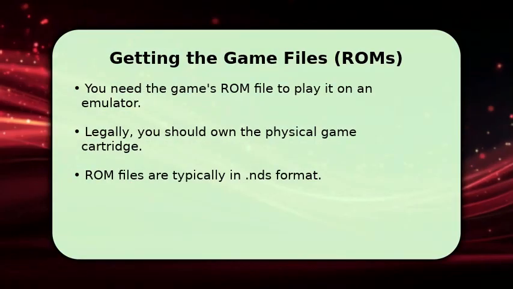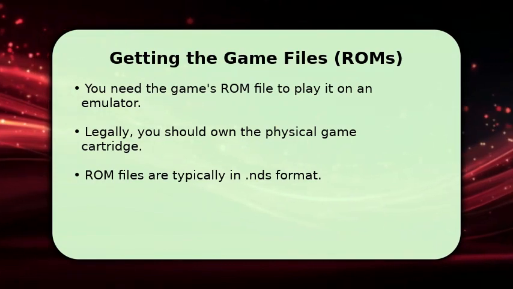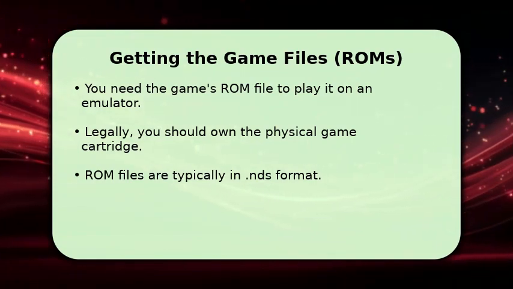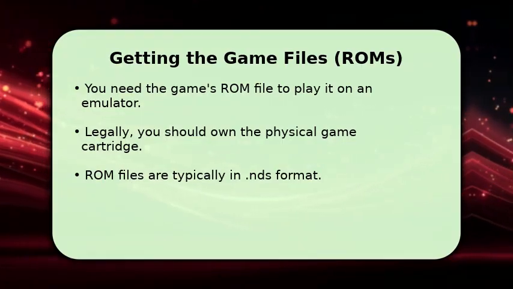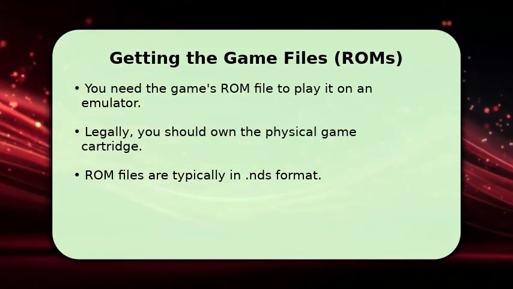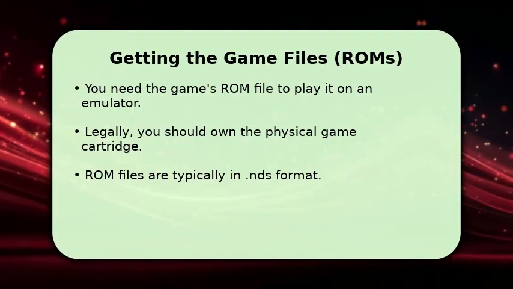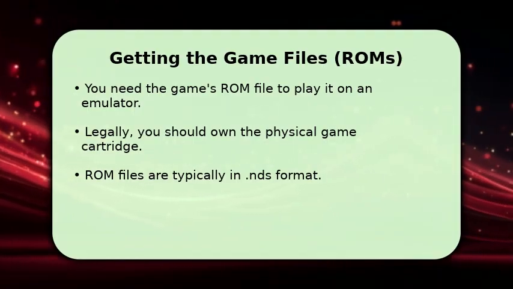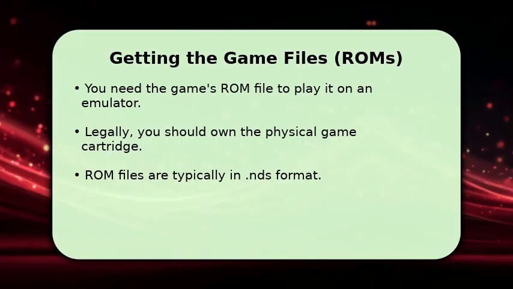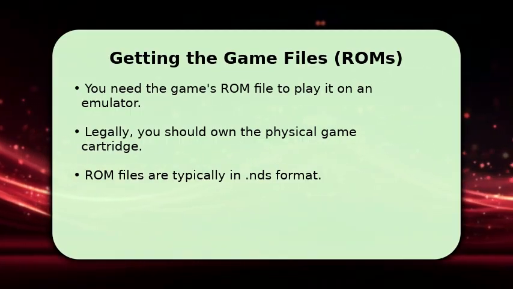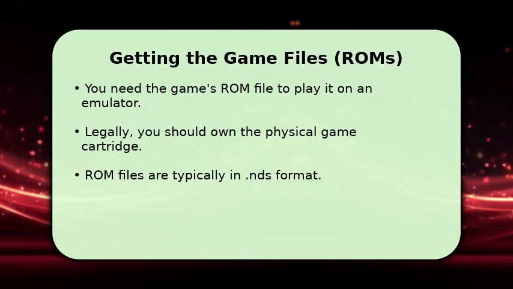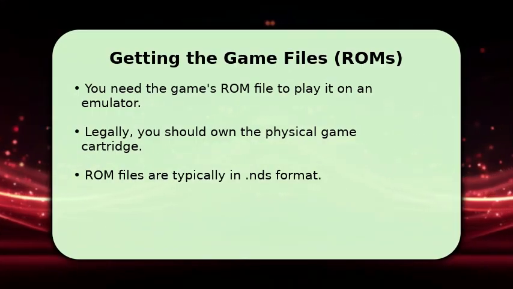device. Once you have your emulator, you'll need the game files, often called ROMs. To legally obtain these, you should already own the physical Pokémon Black or White game cartridge. These game files are typically in NDS format. You will then transfer this file to your Android device, usually into a designated folder that your emulator can easily access. This step is essential for the emulator to recognize and load your game.